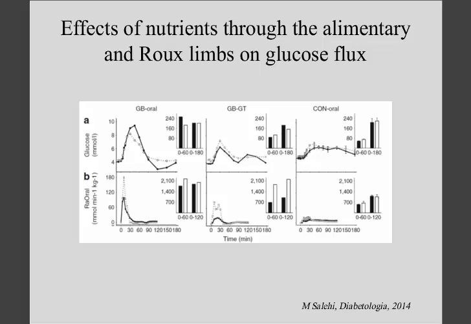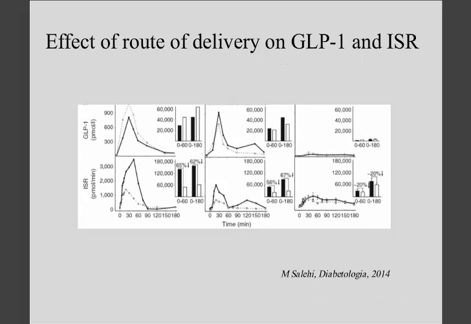That's the top left panel. When we gave glucose through the tube, that's the top middle panel, the glucose excursion was more normal because that was coming through her sort of normal anatomy. Advance slide, please. The GLP-1 levels were much higher when she took glucose orally as well. And you can see on the top right panel just how much her GLP-1 level dwarfed some non-operated controls.